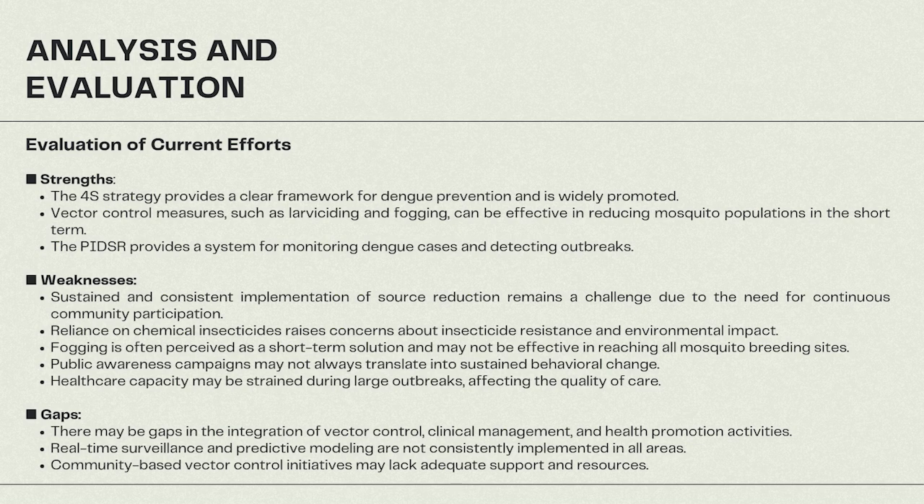However, these efforts face several weaknesses. Sustained source reduction is difficult without continuous community involvement. There is also a heavy reliance on chemical insecticides, which pose risks such as mosquito resistance and environmental harm. Fogging, while visible and reassuring to the public, often offers only short-term relief and may not effectively reach hidden breeding areas. Moreover, public awareness campaigns do not always result in long-term changes in behavior. During major outbreaks, healthcare facilities may become overwhelmed, leading to strained services and compromised patient care.